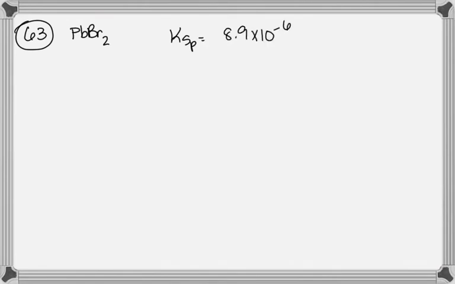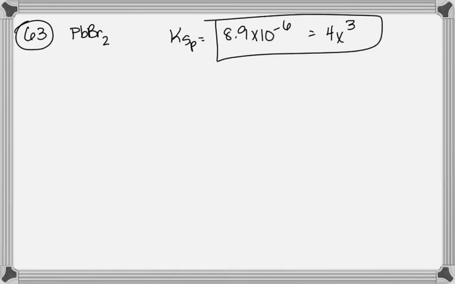Okay, so I'm going to look at 63 now. Okay. Awesome. All right, so PbBr2, number 63, we're told that the Ksp is 8.9 times 10 to the minus 6. Determine the molar solubility in pure water. So PbBr2, I hope that we can see that is a 4x cubed one. A part asks for the molar solubility in pure water. So that means I just need to do this and solve for x.